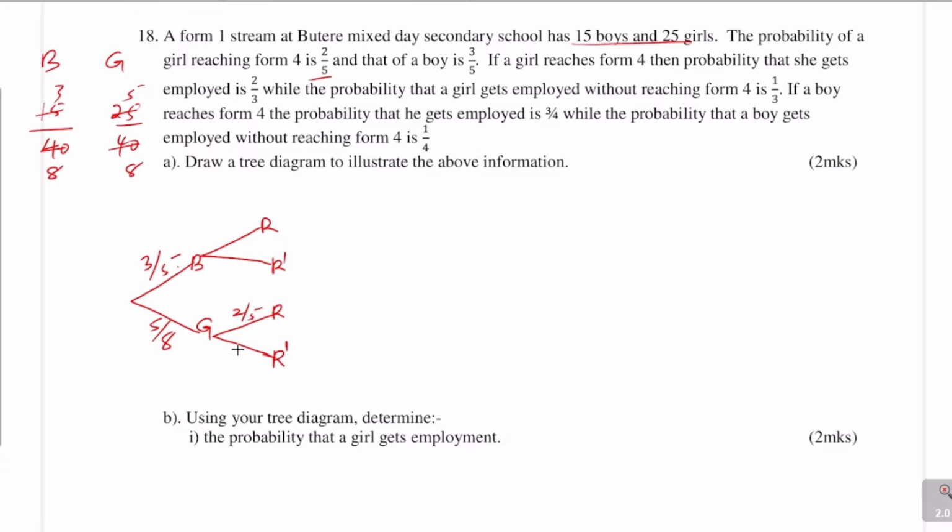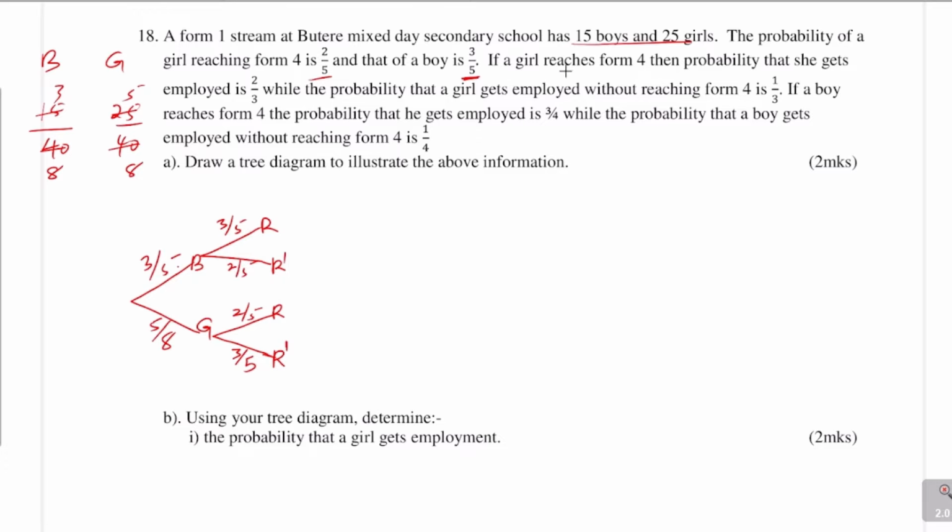So not reaching will be 3 over 5. Remember, the sum in each branch should be 1. 2/5 plus 3/5 should give 1. In every branch you should not have anything less than 1 or greater than 1. So 3/5 plus 5/8 should give you 1. Then that of a boy reaching Form 4 is 3/5, so not reaching will be 2/5.